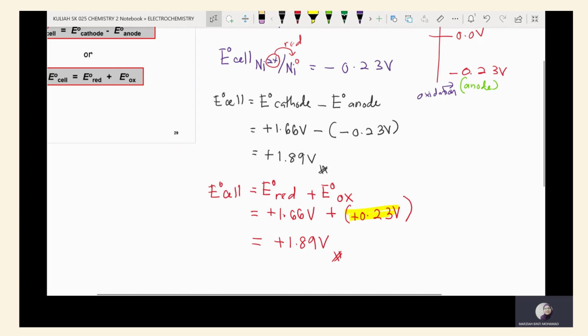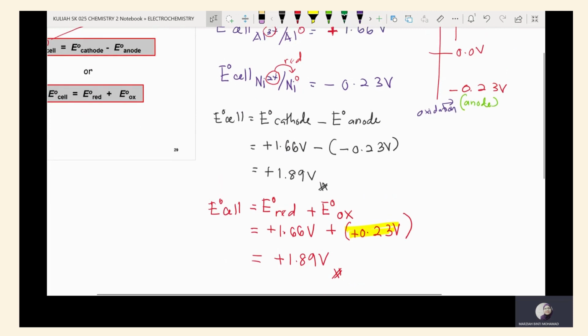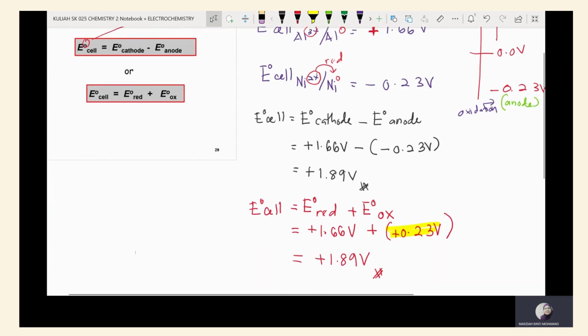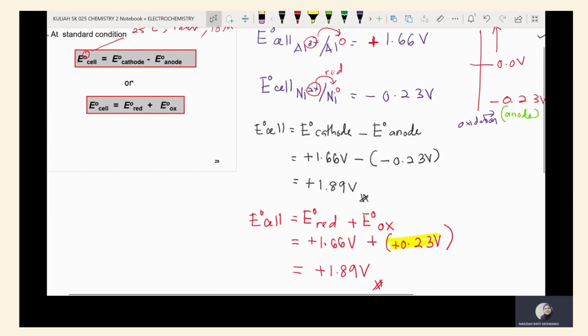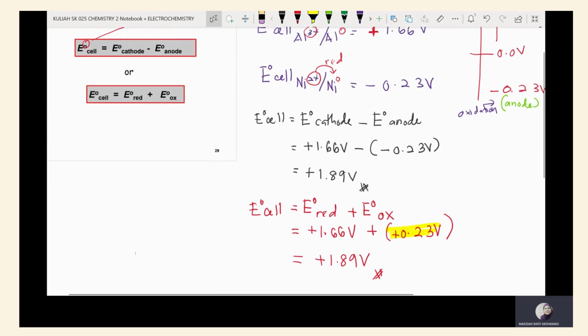I hope that this video will help you to differentiate between these two formulas. Actually, both will give the same answer, but the method used in the calculation is a bit different. Only for the second formula do you have to switch the value for oxidation. If you choose the first one, you don't have to switch the value.